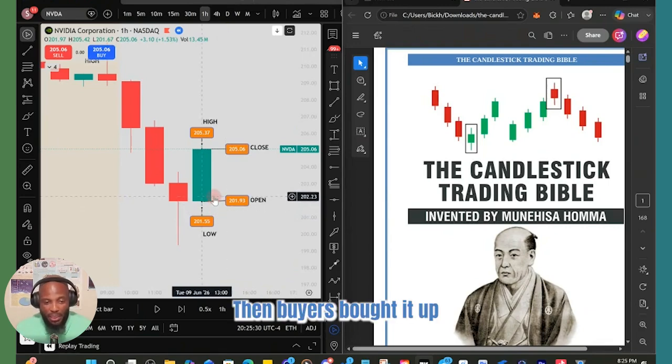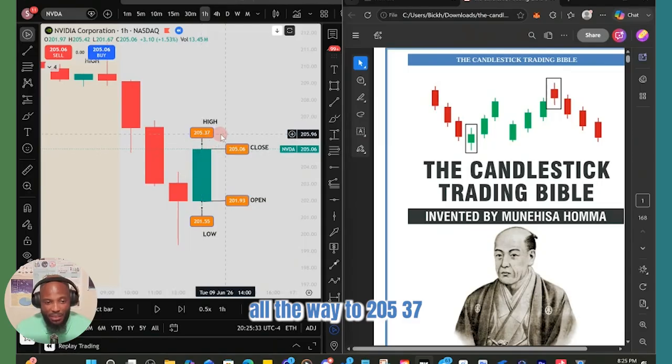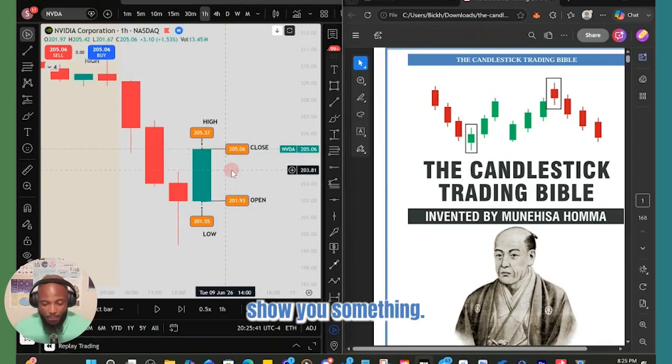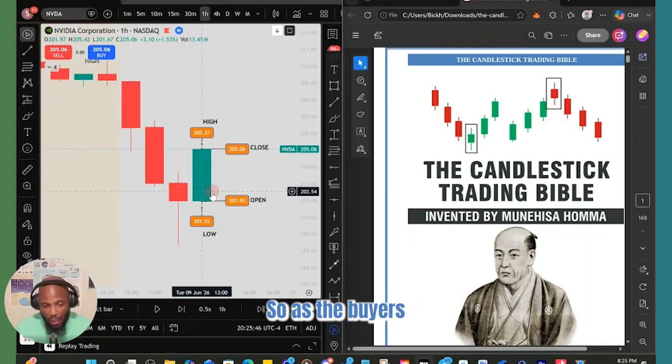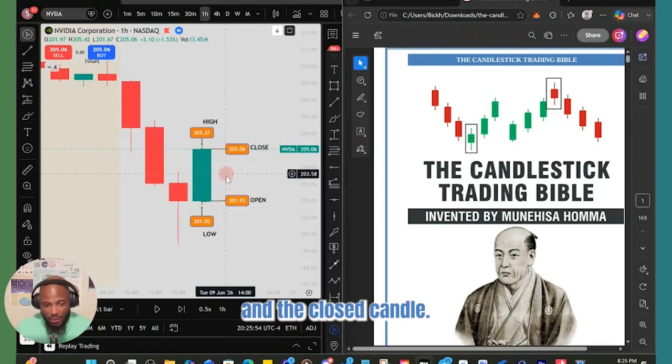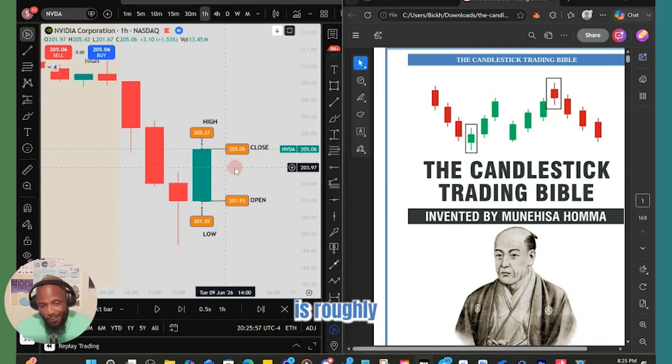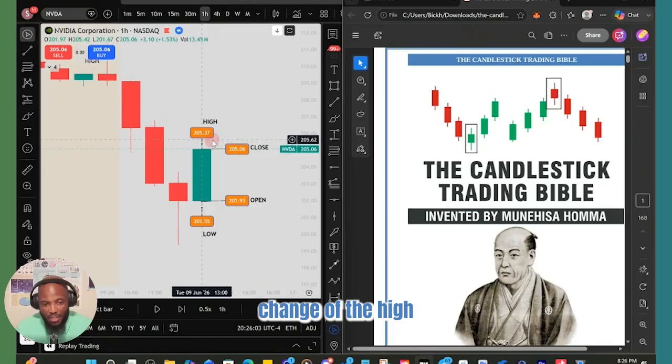Then buyers bought it up all the way to 205.37 and sellers sold it down to 205.06. Now, I want to show you something. This also helps you to know who's in control. So as the buyers were buying up, look at the differential of the open and the close of the candle. The differential is roughly 4 points, okay? And look at the change of the high from the close and the change of the low from the open. They're minimal.